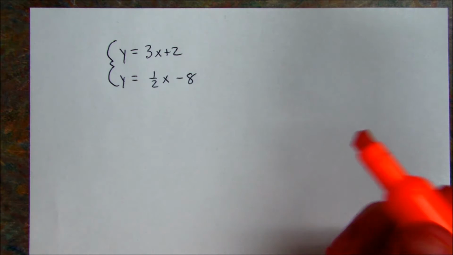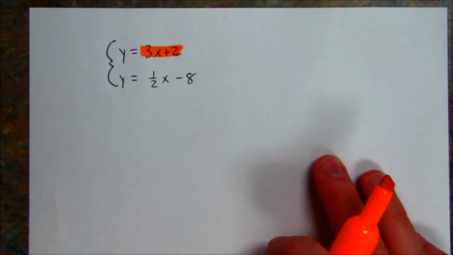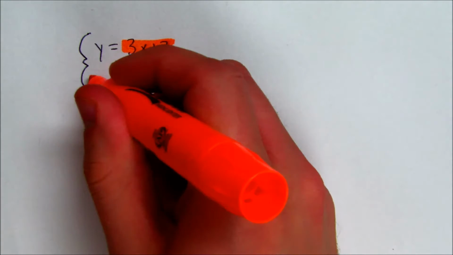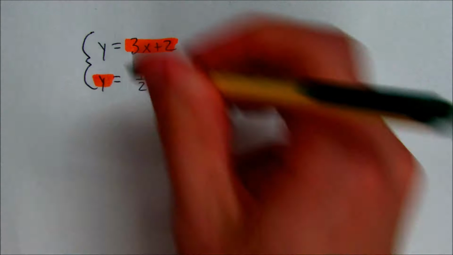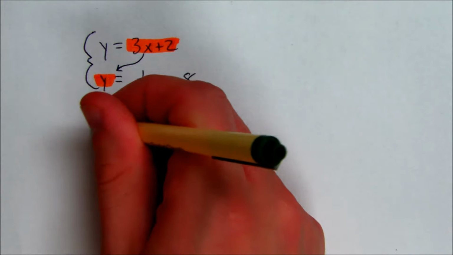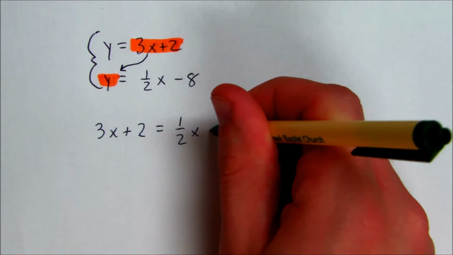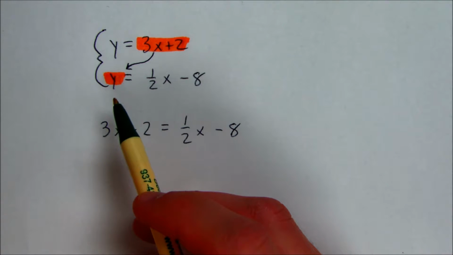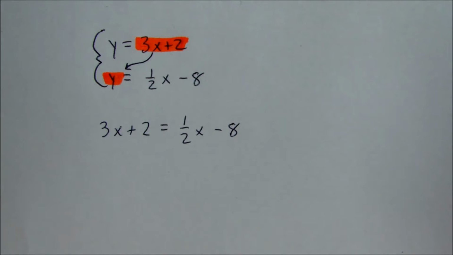Here's what I know. In the top equation, y is 3x plus 2. Zoom in here a little bit. In the bottom, I'm going to substitute or replace y with 3x plus 2. So this is going to be substituted directly in here. So what I get is 3x plus 2 equals 1/2 x minus 8. So I have substituted, I've replaced y with what it is in the other equation. I'm ultimately trying to find where these two lines will intersect.